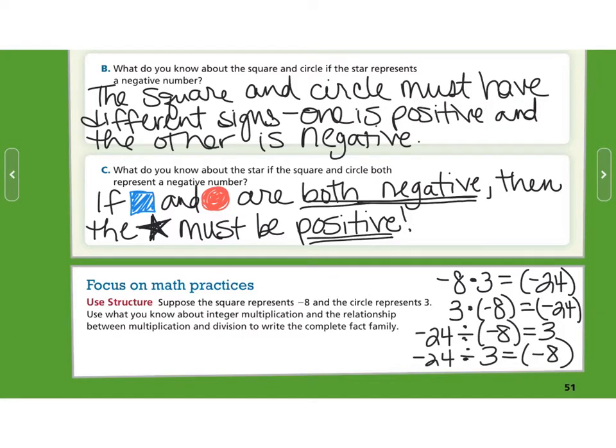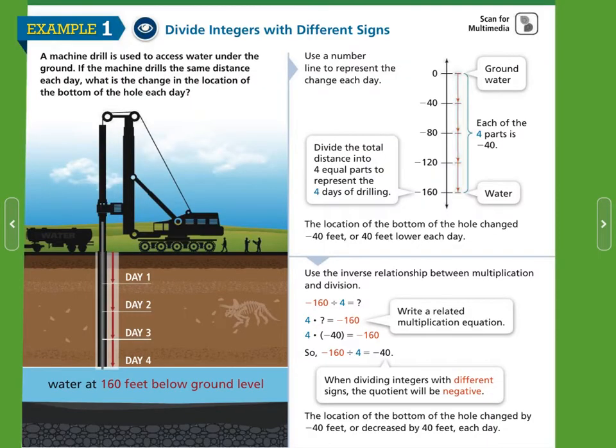By using the idea of a fact family, you can easily see how those three integers are related to each other through multiplication and division. We're going to use this idea as we explore dividing integers throughout this lesson. Take a moment to read through example 1. In this example, we're going to learn to divide integers that have different signs. Pause the video while you read through the question and the solution, and come back for more information.